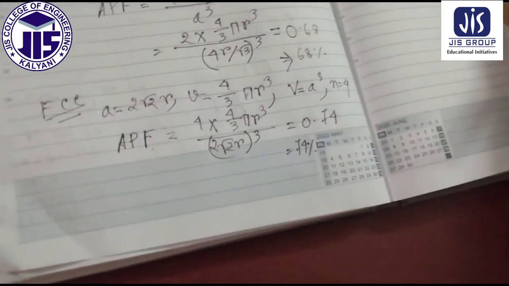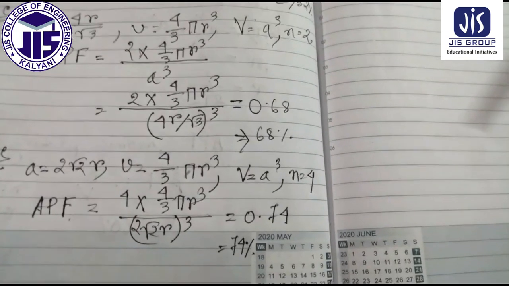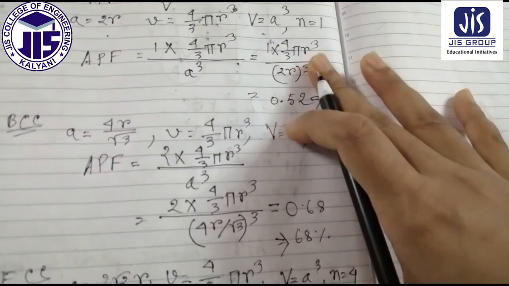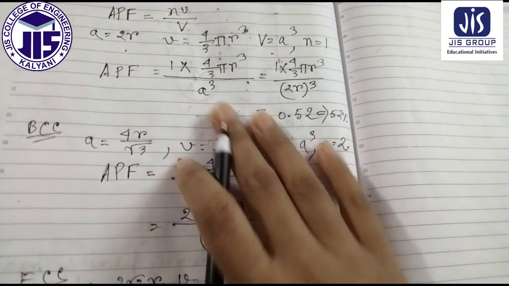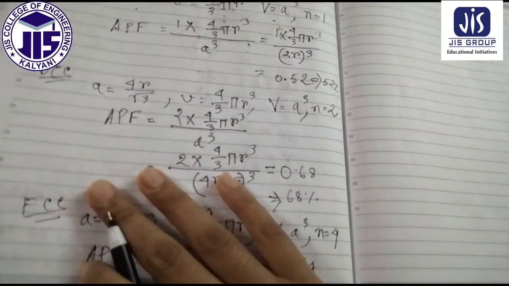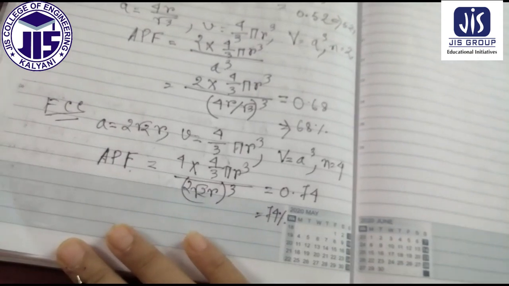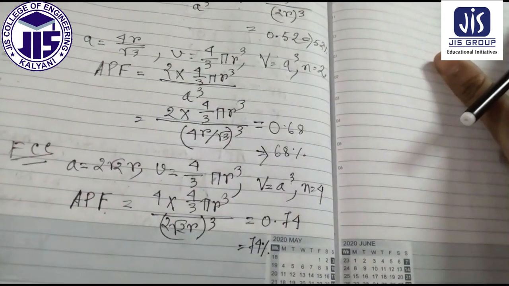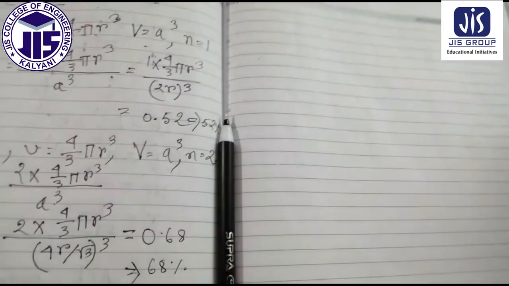So thus we can get the value of the atomic packing fraction for these three cases. First, for SC, if we put all the expression and value, then the answer is 52%. For BCC, the answer is 68%. And for FCC, the answer is 74%. Now, this is about the atomic packing fraction calculation.